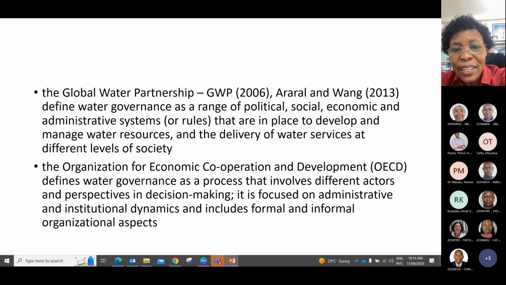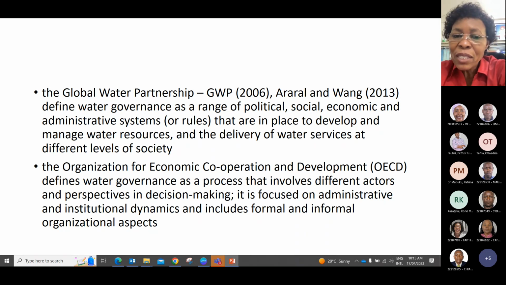So you can see, as I said earlier on, much as there is no consensus on the definition, like when you say water governance, this is what it should be known. But as I said earlier on, these definitions don't diverge much from each other. Mostly it might be the choice of words, but rather they point along the same direction. Next, please.